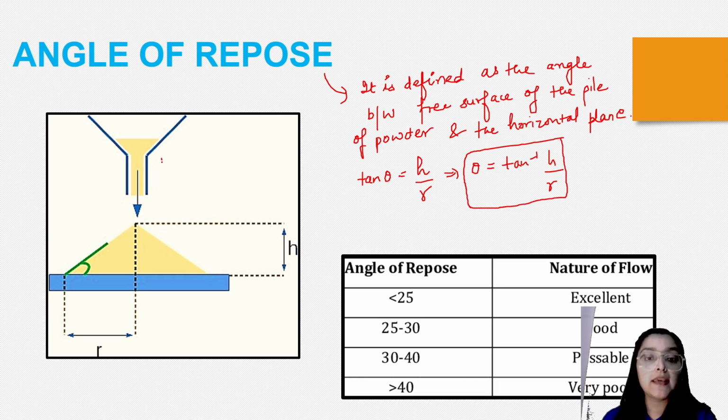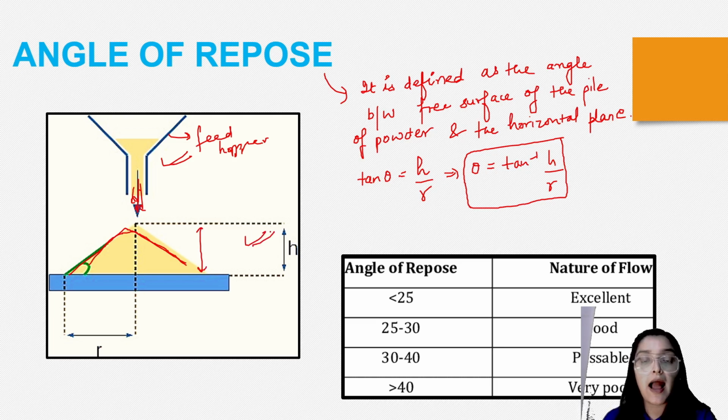As shown in the image also, this is a feed hopper from which the feed is coming down. From this hopper, the powder flows downwards and forms a heap of particles. This is the height, which you can measure with a normal scale also, right? And then this is your radius. So this ratio, indicating the height and the radius of the pile of your powder, gives the angle of repose.